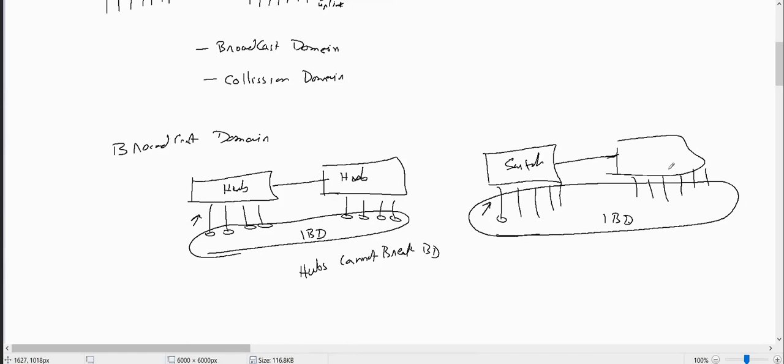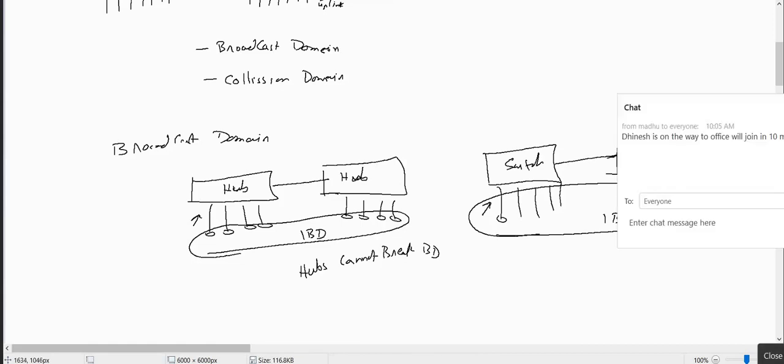Okay. Switches have first time broadcast and next time they send a unicast message. Okay. The answer is wrong. This is a very, very, very common mistake people will make. Very common mistake. See, I had my doubts when I was learning switching. I had this doubt.